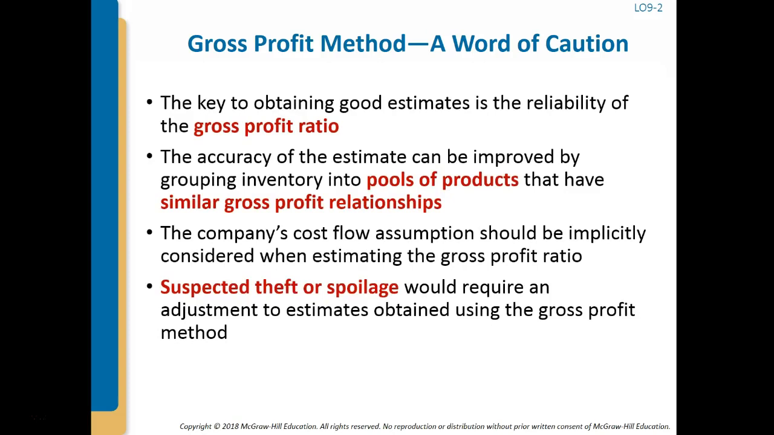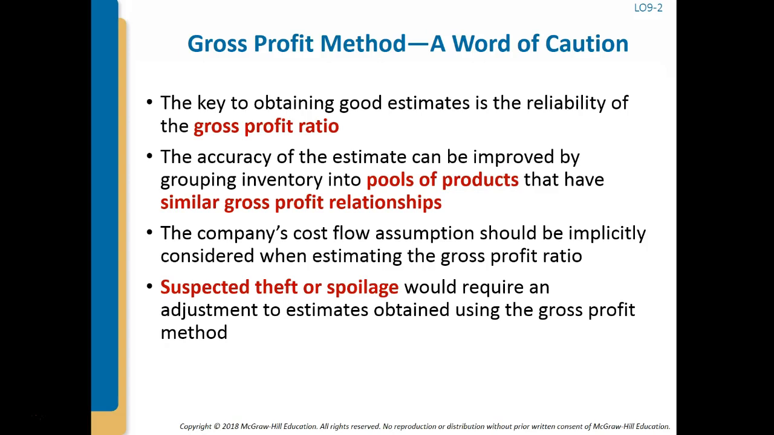The gross profit method provides only an estimate. The key to obtaining good estimates is the reliability of the gross profit ratio. The ratio usually is estimated from relationships between sales and cost of goods sold. However, the current relationship may differ from the past. In that case, all available information should be used to make necessary adjustments. So, for example, the company may have made changes in the market percentage of some of its products, and very often different products have different markups. So in these situations, a blanket ratio wouldn't be applied across the board.